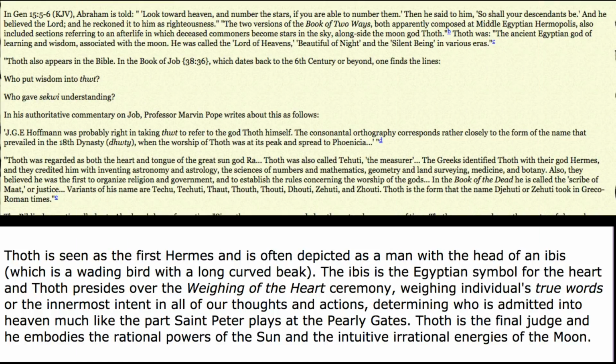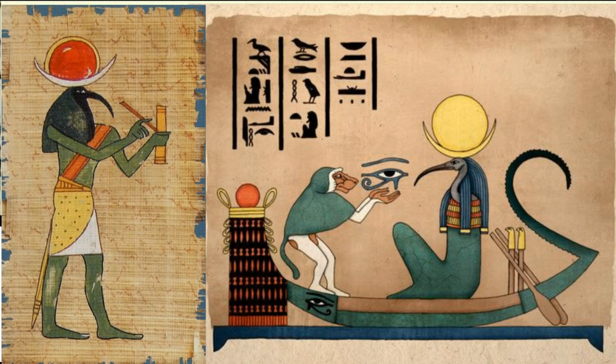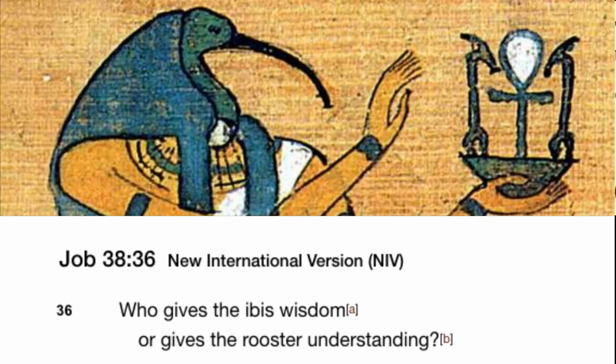Thoth is the final judge, and he embodies the rational powers of the sun and the intuitive, irrational energies of the moon again. So as we dig through Thoth and all his different personalities and epithets, I just want to remind you, as it says here in Job, who gives the Iblis wisdom, or gives the rooster understanding? That means, even though there are these hijacks, these fallen angels, these gods, who created them? They all come from the Creator.